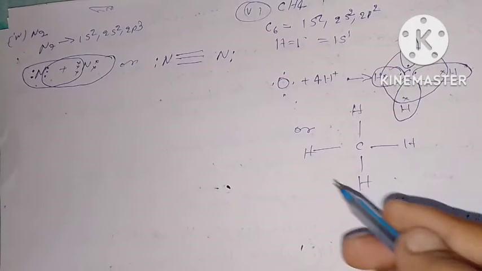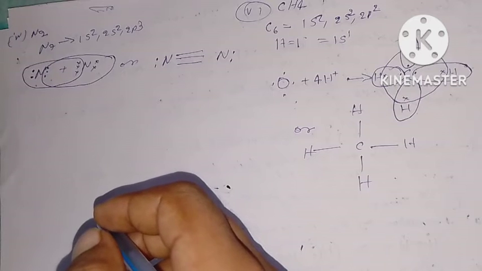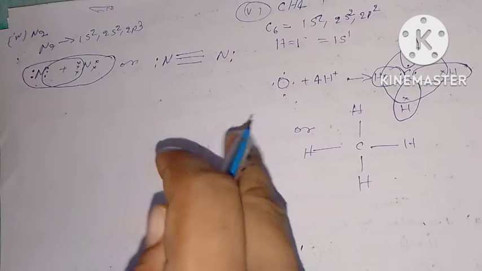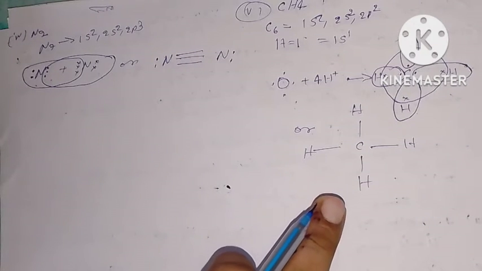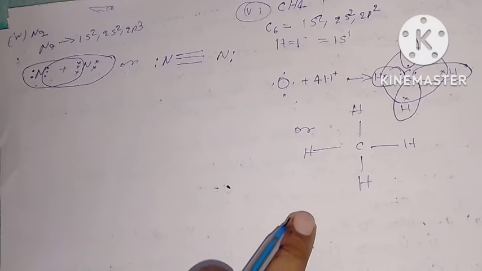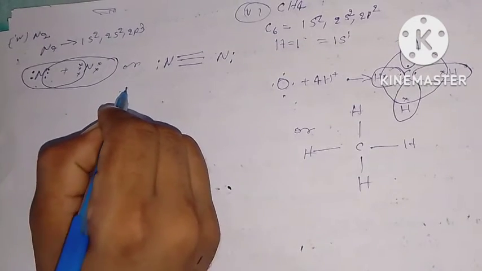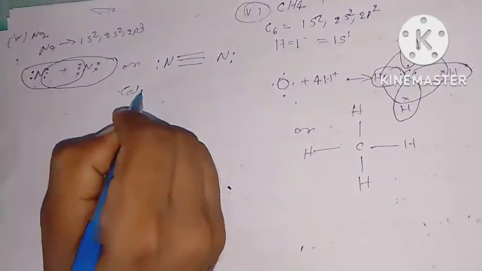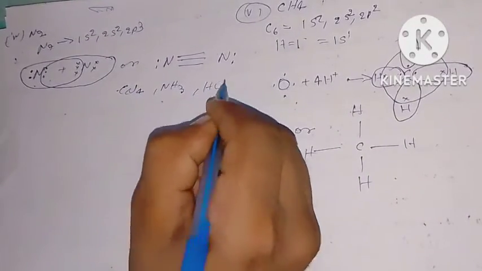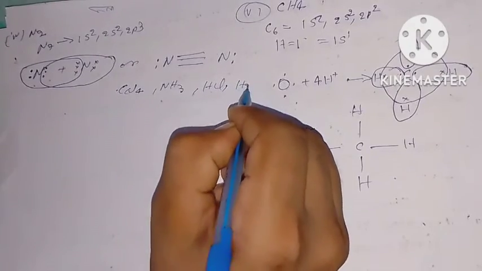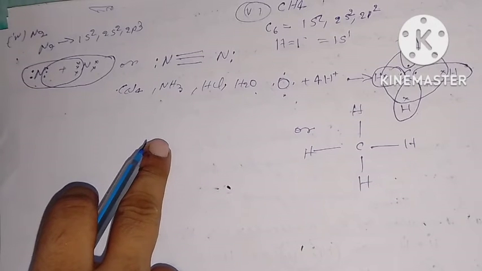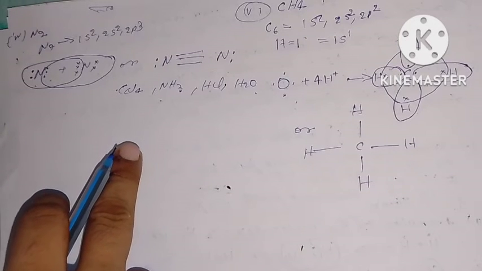Both carbon and hydrogen atoms acquire stable configuration: in the case of carbon the octet is complete, whereas in the case of H the duet is complete. Similarly, covalent bonds found in CCl4, NH3, HCN, and H2O2, hydrogen peroxide, can be explained in the following ways.